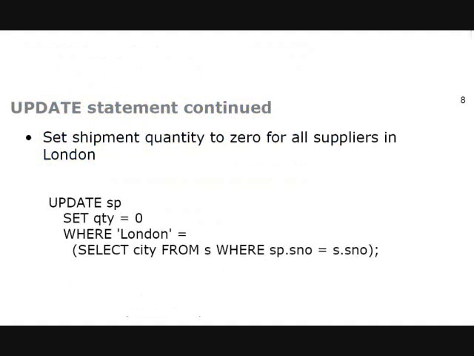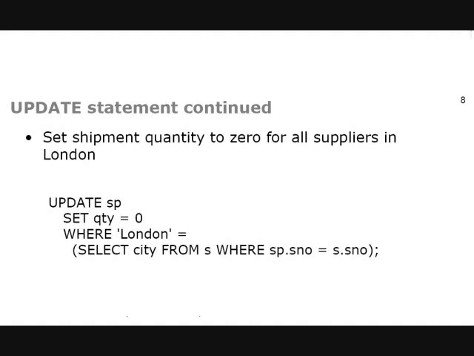So what if we want to do something like set shipment quantity to 0 for all suppliers in London? In the condition, I could use a subquery. So I could say something like update SP, set quantity equals 0, where London is equal to, and then I have a select statement to provide me with the information. So I have where London is equal to select city from S, where SP.S number is equal to the S.S number.